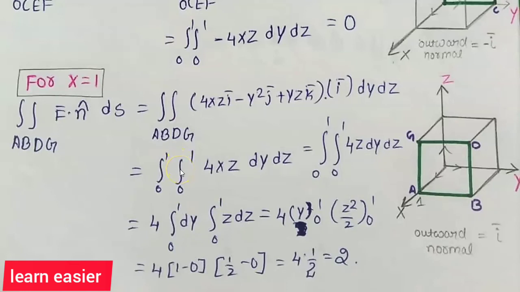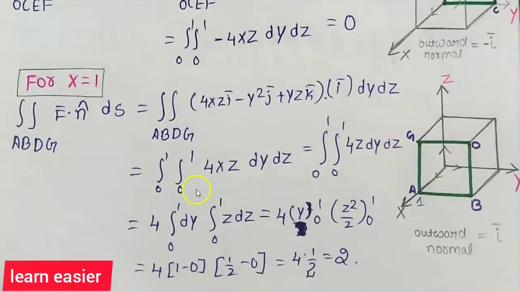So as the question itself gives, the limits are y equal to 0 to 1 and z is equal to 0 to 1. That's why we have taken these integrals, and after substituting x is equal to 1 here, we get 4 into 1 into z, which is 4z, into dy dz.